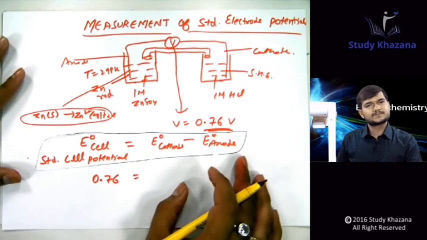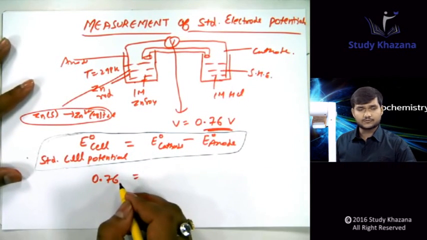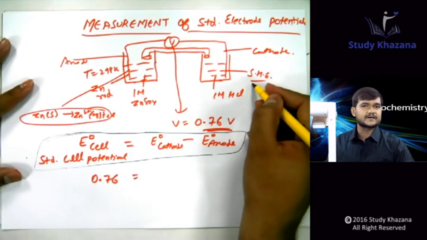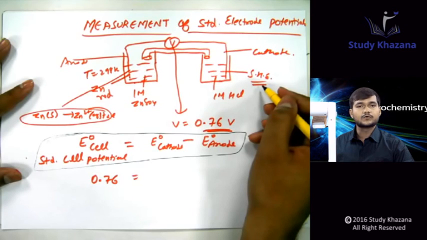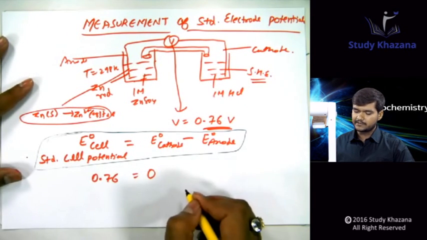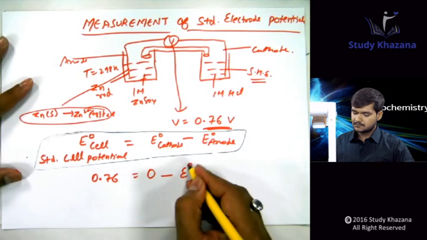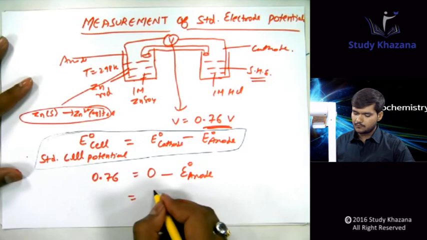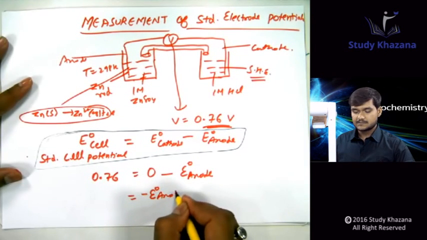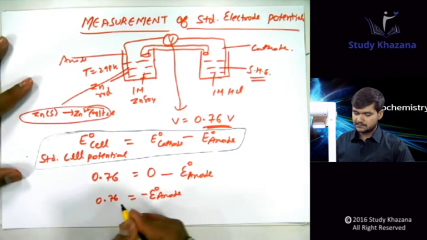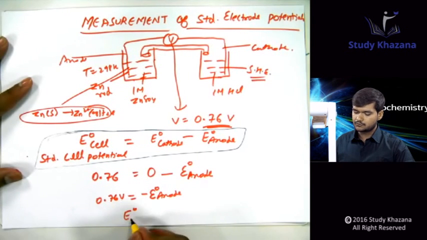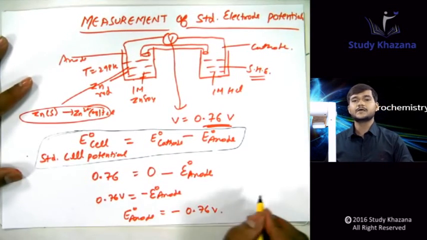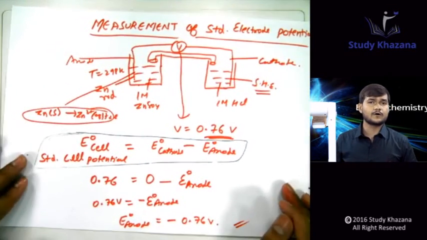So the cell potential is 0.76 volt and the cathode is SHE. And what is the potential of the standard hydrogen electrode? It is 0 volt. So 0 minus E naught anode, and E naught anode is unknown to us. So it comes out that minus E naught anode is equal to 0.76 volt, and the E naught anode value comes out to be minus 0.76 volt. This is how we calculated the standard electrode potential for zinc.